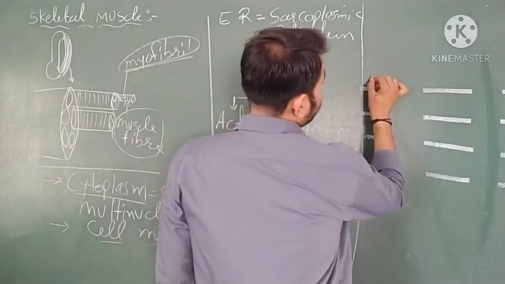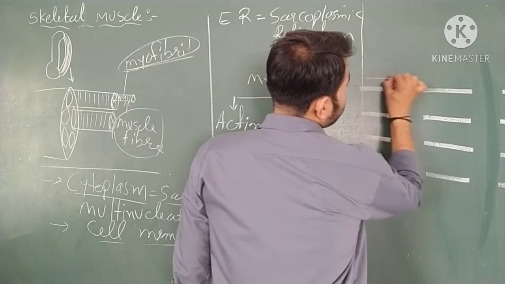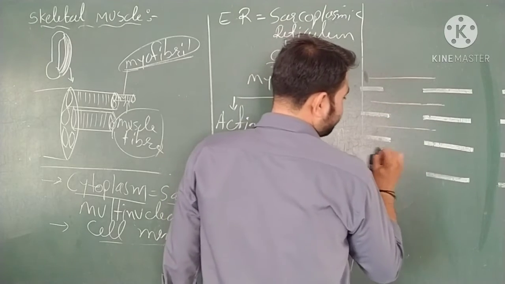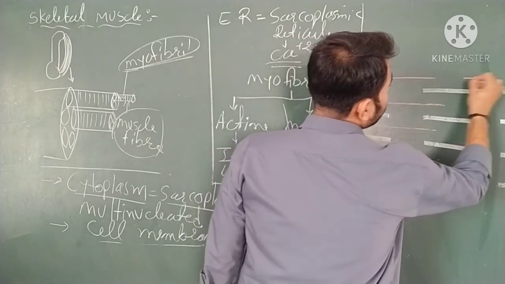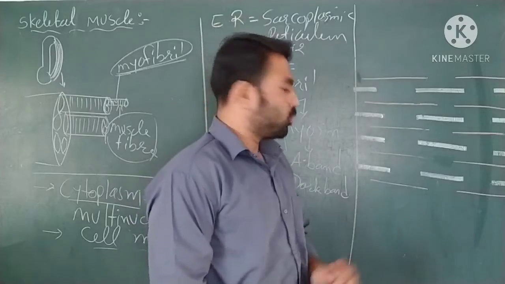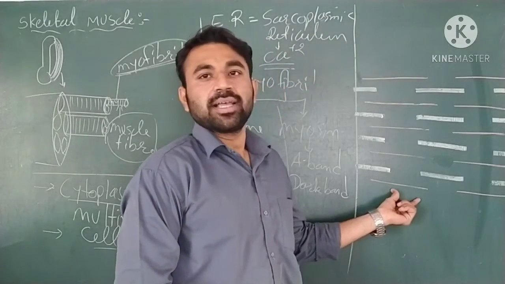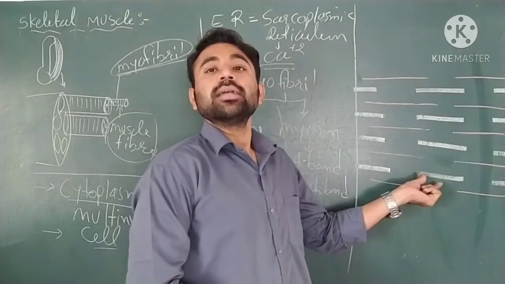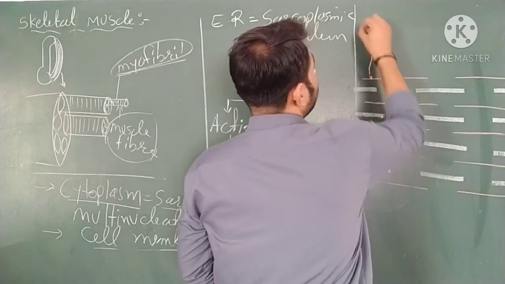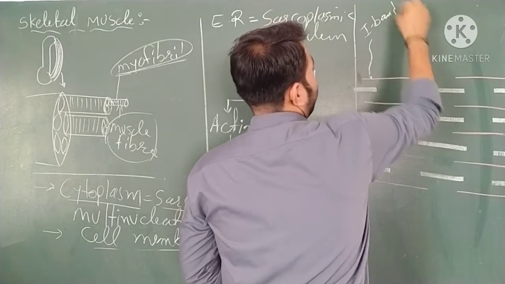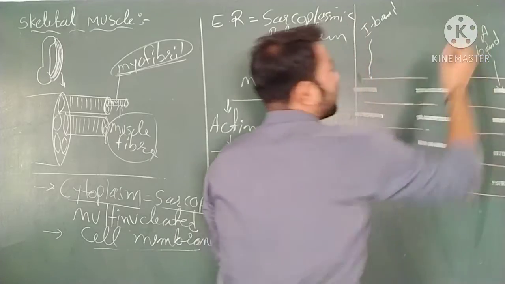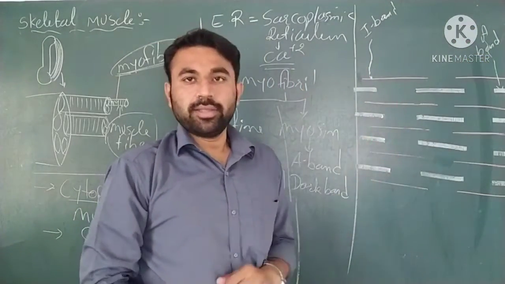Okay, now what about I? So I bands are arranged like this. Like this. This is I band. So these thin bands are I band and thick bands are A band. Okay, and we just label it. Okay, first of all, this is the I band and this is A band. Okay, so I band and A band.